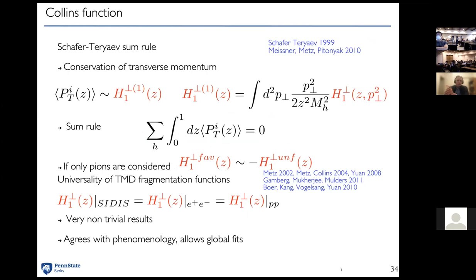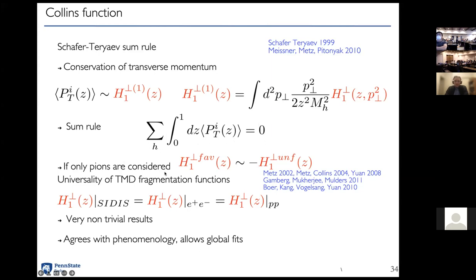Okay, so for the Collins function, let me switch gears a little bit. A similar sum rule is also possible. It was done by Schaefer and Teryaev in 1999 and by Meissner, Metz, and Pitonyak in 2010. Again, we can introduce the average shift by introducing this first moment of the Collins fragmentation function, and the sum rule tells us that if we take this average momentum shift, integrated over all z and for all hadron species, it should give zero.